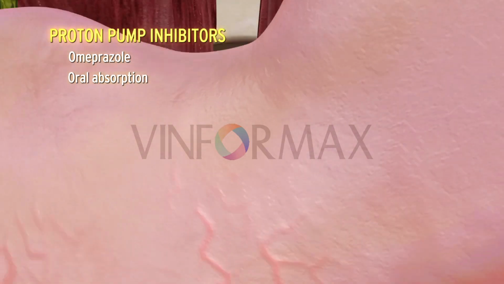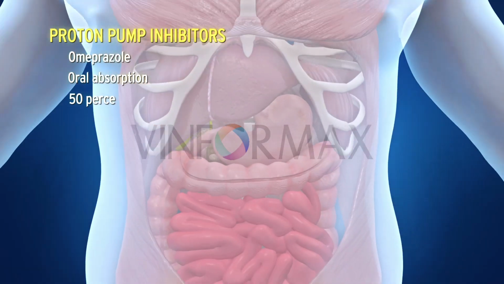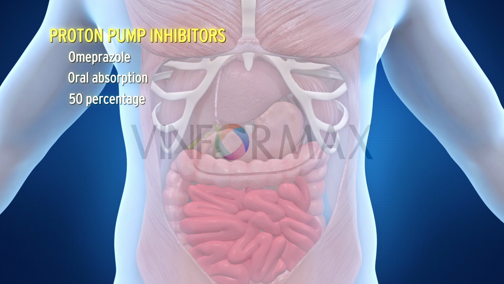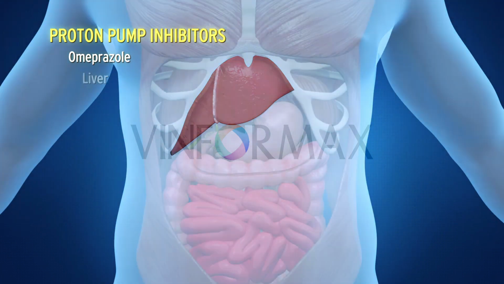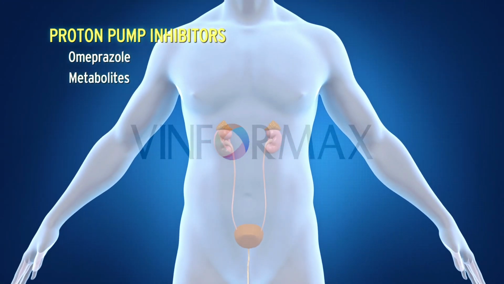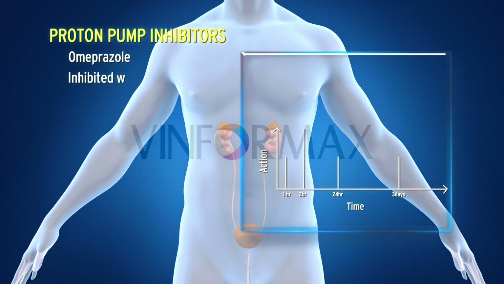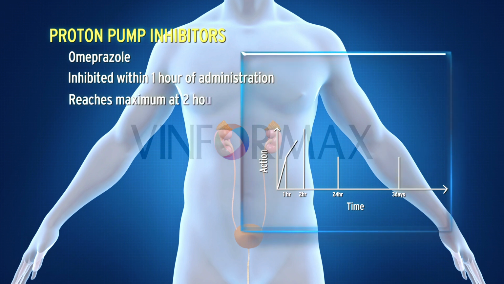Oral absorption of omeprazole is 50%. It is rapidly metabolized in the liver and metabolites are excreted in urine. Hydrochloric acid secretion is inhibited within 1 hour of administration, reaches maximum at 2 hours, half maximal at 24 hours, and lasts for 3 days.